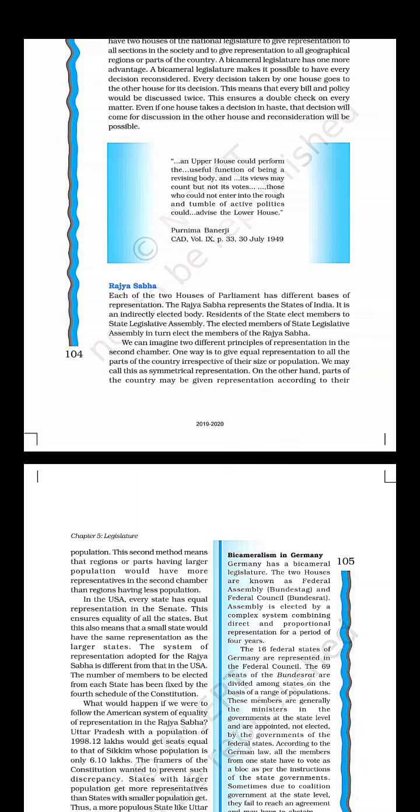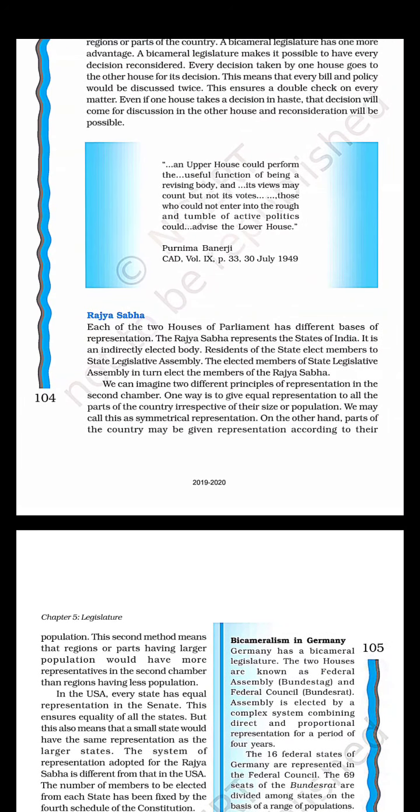It is an indirectly elected body. It means that members of Rajya Sabha are not elected by us, but these members are elected by those who are elected by us. Okay, residents of the state elect members to the state legislative assembly. The elected members of the state legislative assembly in turn elect the members of Rajya Sabha.